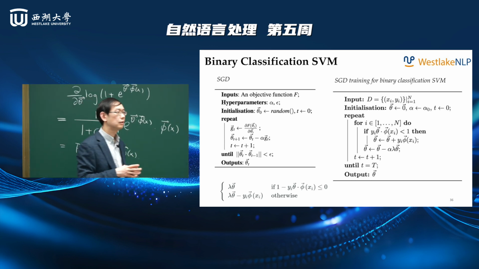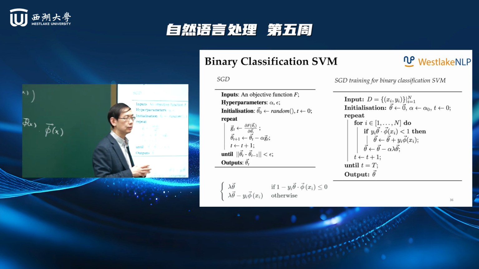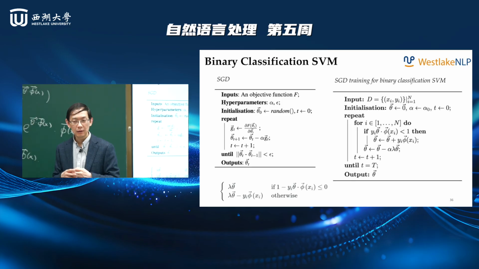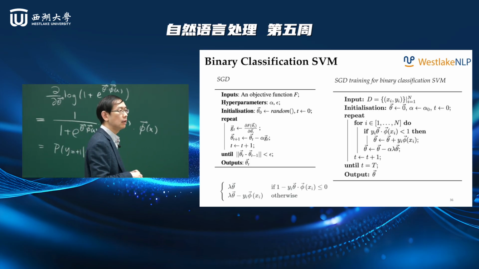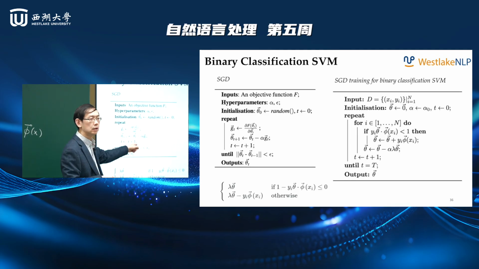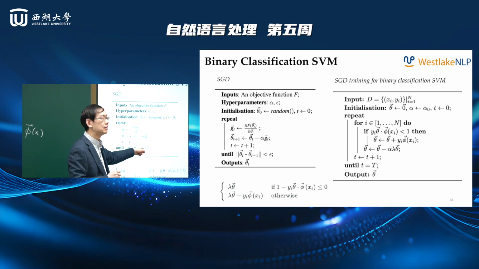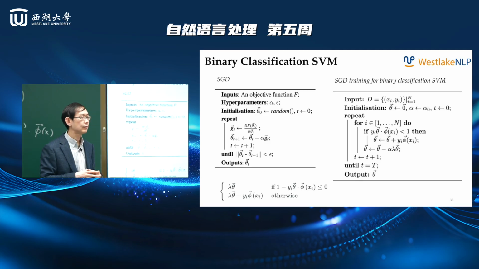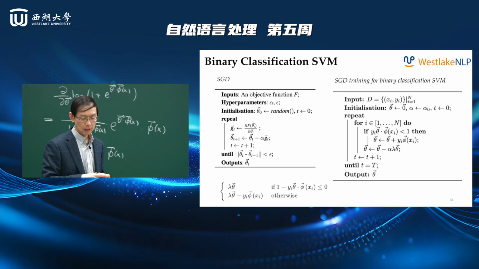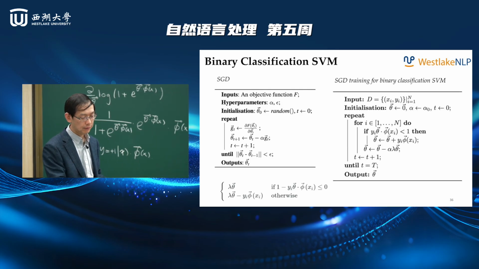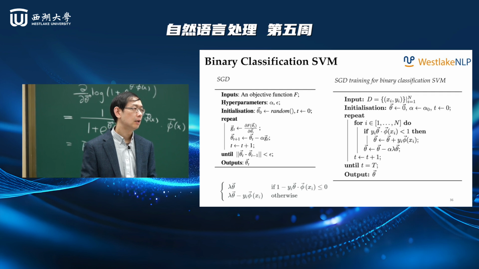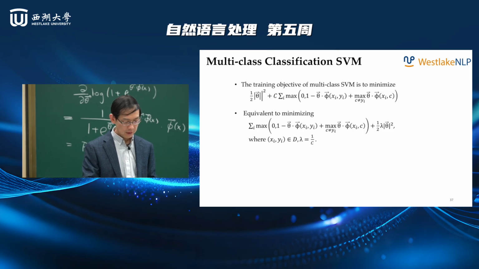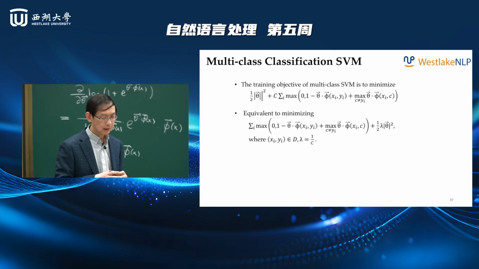Oh, this is very similar to perceptron, some of you found, right? And then, no matter whether it's positive or negative, you do theta is equal to theta minus alpha lambda theta. What is this? This is the gradient for the margin, right? And that's it. That's the training for SVM. So after you use this algorithm over your training data, you get an SVM.